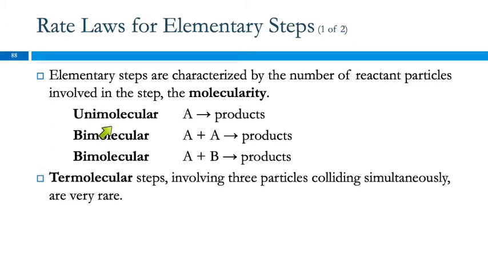So in a unimolecular step, you just have one thing that's reacting. In a bimolecular step, you have two things that are colliding. They could be two atoms or molecules of the same species. They could be two molecules or atoms of different species. Termolecular steps have three particles colliding simultaneously. Those do happen, but they're very rare. Most reaction steps are either unimolecular or bimolecular.